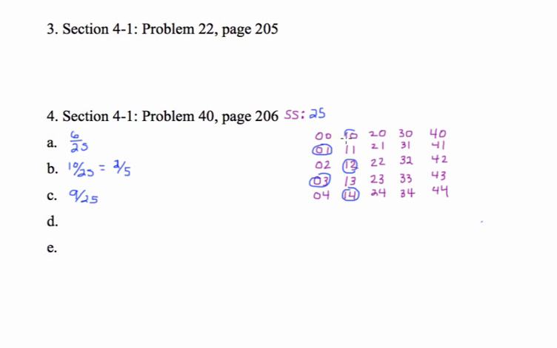I'm circling all the numbers that when I add them up, so like this one, 2 plus 1 is 3. 3 is odd, so that counts. Like this one, 2 plus 4 is 6. That's not odd, so that doesn't count. You see a pattern after a while. Count those up. There are 12 of them. 12/25.